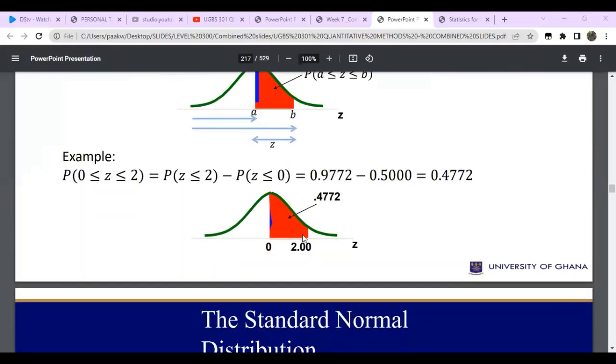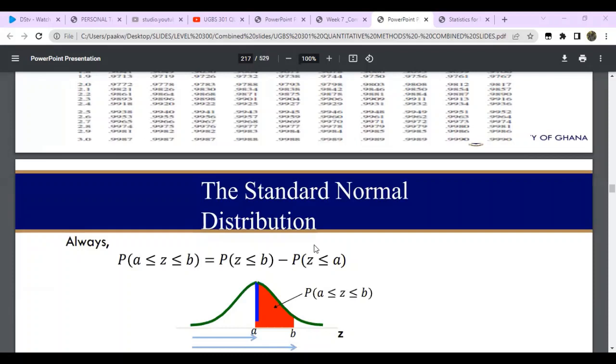So let's look at this one. Hope you remember finite integration, where we have the upper limit and the lower limit. You get it? So we know the starting point and the ending point. So here, always look at this one: the probability that A is less than or equal to Z, less than or equal to B, is equal to the probability that Z is less than or equal to B. Look at how it is written. Don't change the less than sign.